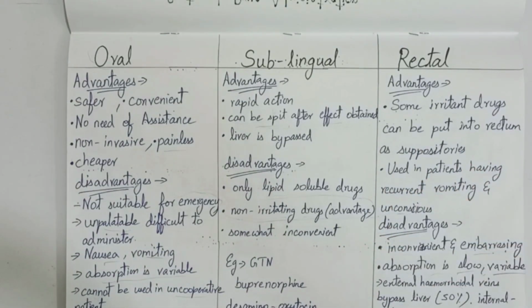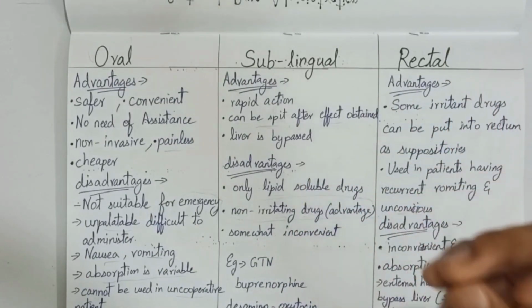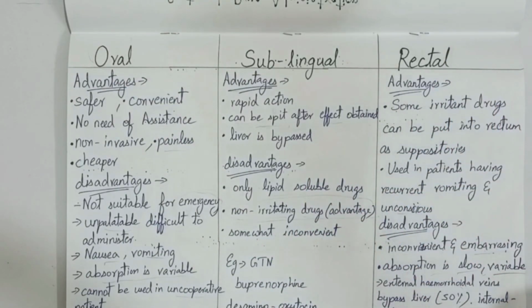The liver is generally made in such a way that it filters out some toxic substances, and also some substances that are foreign to our body. So this is also called first pass metabolism.